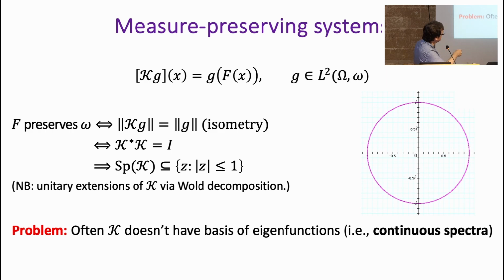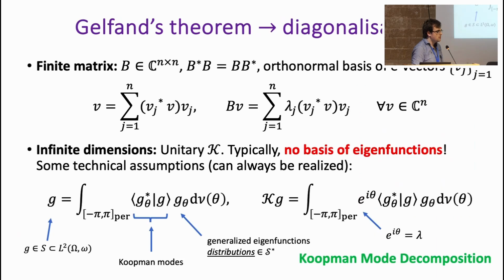Okay, so we have this unitary operator. Its spectrum is contained in the unit circle here, but the problem is that often K doesn't have a basis of eigenfunctions. So we saw that for the shift operator, and you don't have things like spectral gaps, right? So you don't know what the dominant eigenfunctions are, even if they did exist. Okay, so instead, what I'm going to do is use something called Gelfand's theorem.